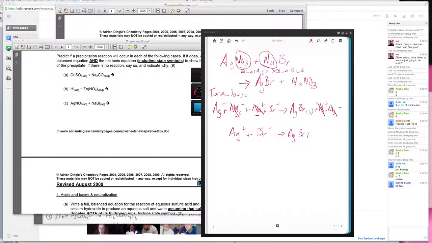AgBr. It's not going to ask you for state symbols, but if it was asking you any question about that, you would have aqueous, because it's soluble in water. So these are both aqueous, AQ on both the Ag and the Br, and then S for solid on the AgBr.